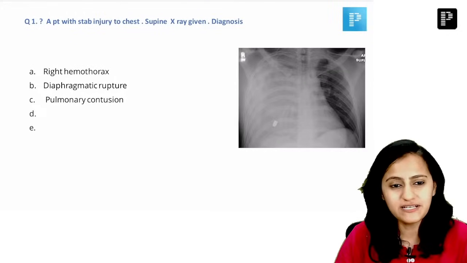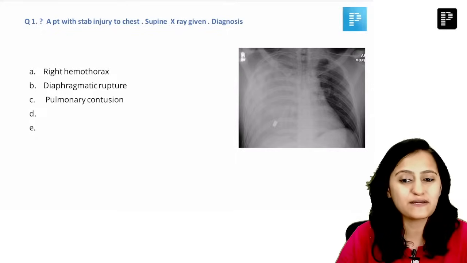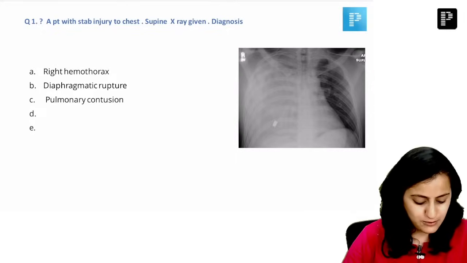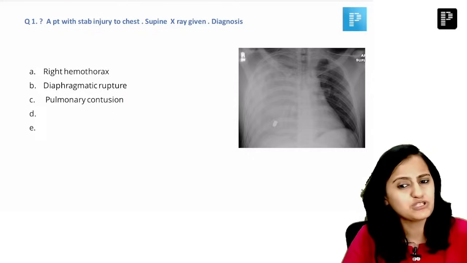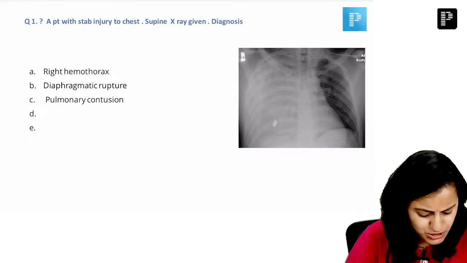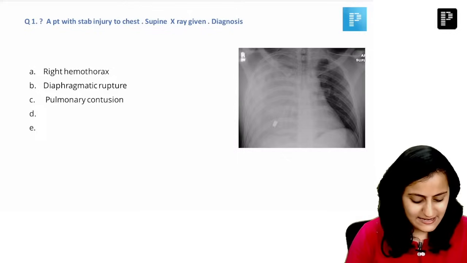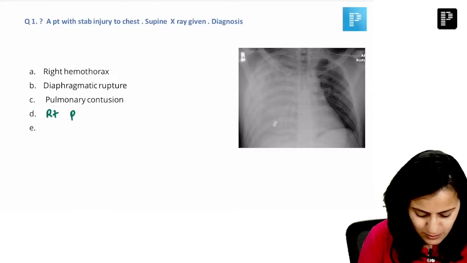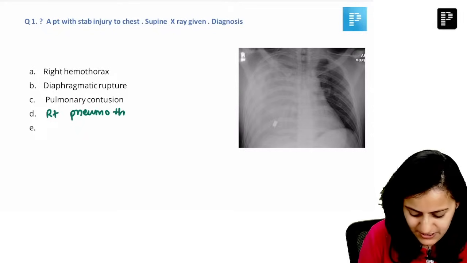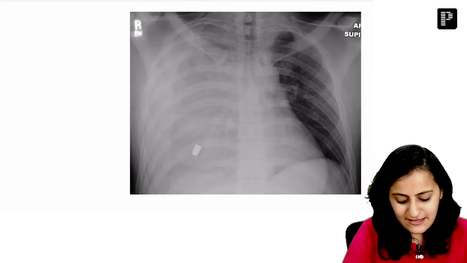So first question here, a patient with a history of stab injury to the chest and a supine x-ray was given and the diagnosis was asked. So the options were right hemothorax, diaphragmatic rupture, pulmonary contusion, and what was the other option there? It was pneumothorax. Okay, so I'll add it on here, the right pneumothorax. Now understand the concept here, guys.